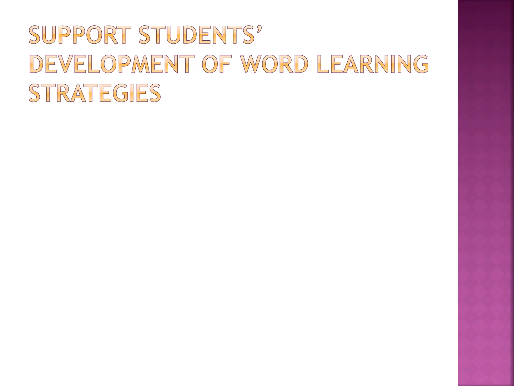It's also very important for us to support students' development of word learning strategies. And one way that we do that is by explicit instruction. We teach kids how to learn new words. And there's lots of different strategies out there. I think you should use multiple strategies, because if one strategy doesn't work for a child, maybe the next one will. And they will self-eliminate. They'll choose the ones that work for them, and they'll forget about the ones that don't.